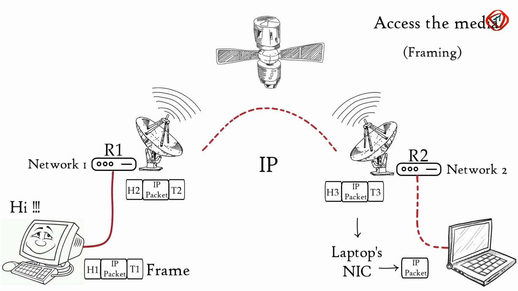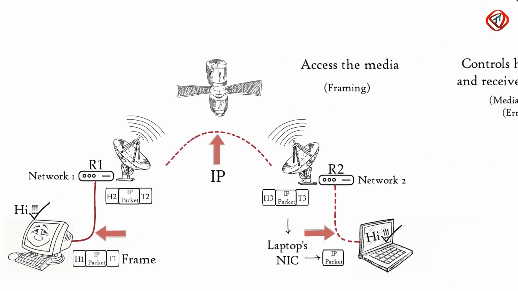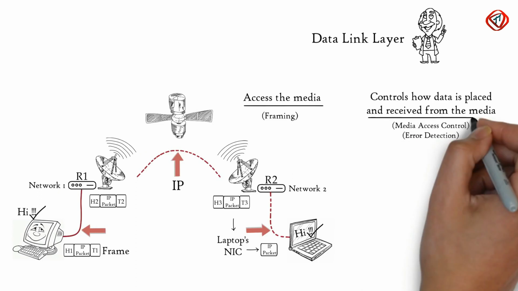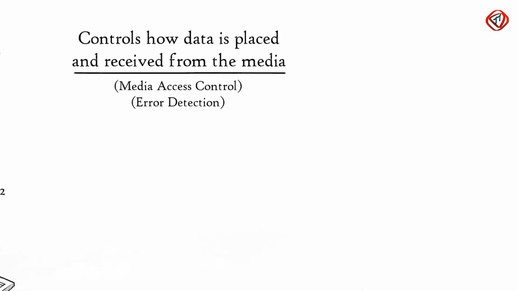Finally, data arrives at application layer. Application layer protocols then make the received data visible on computer screen. So, network layer or higher level layers are able to transfer data over media with the help of data link layer. That is, data link layer provides access to media for higher layers of OSI model. Data link layer also controls how data is placed and received from the media.